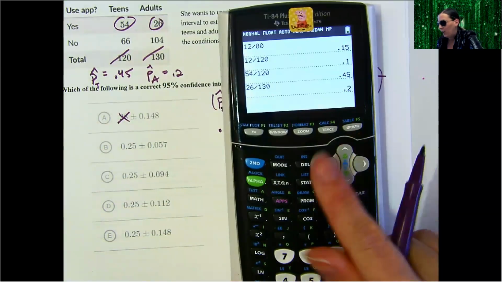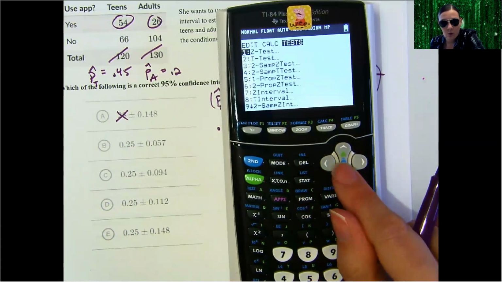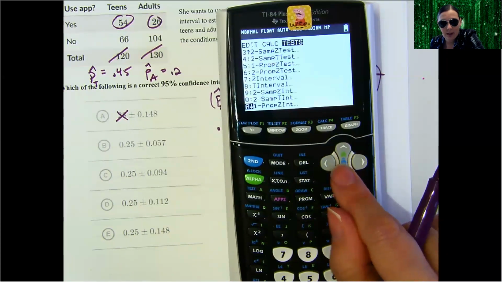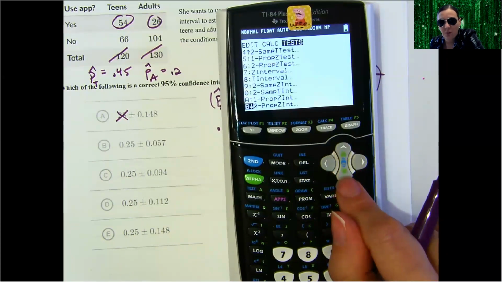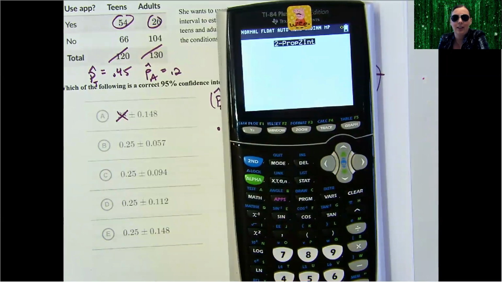Grab that calculator, head on over to STAT, then TESTS. We have 2 samples. This is an interval. Not the 2-sample T interval. Option B, 2-PropZInt. Hit enter and let's get that data in there. Our teens were 54 out of 120 using this app. Our adults were 26 out of 130 using this app. We want 95% confidence. Calculate.